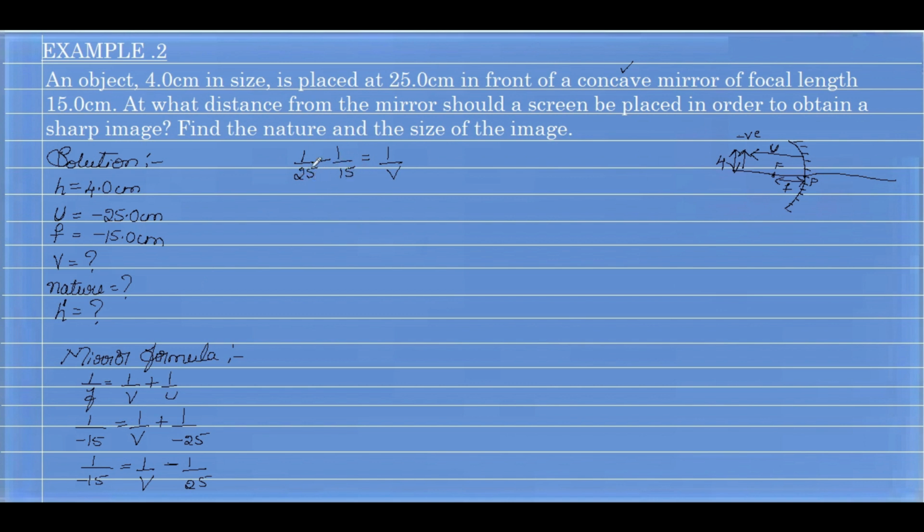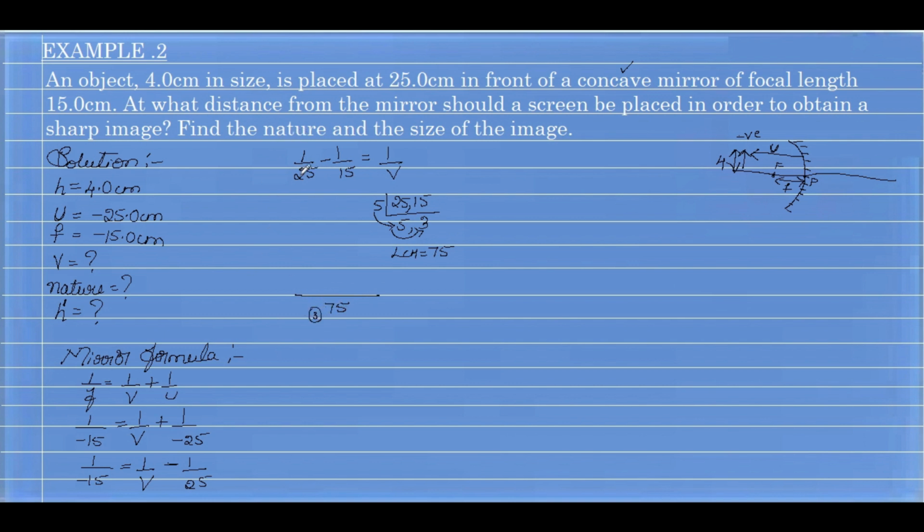So now we need to take the LCM of 25 and 15. Okay, LCM of 25 and 15: 5 5s are 25, 5 3s are 15. Next we can't divide by a single digit. So 5 5s are 25, 25 3s are 75. So the LCM is 75. So with 75 as LCM, next see here, 25 3s are 75.